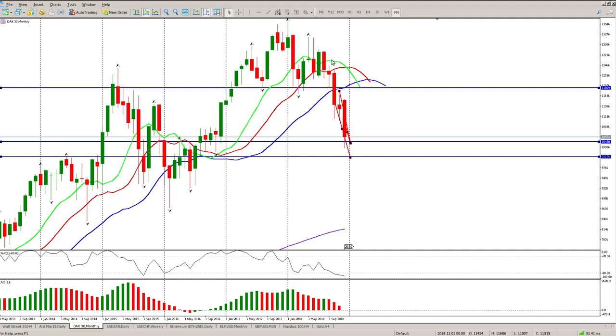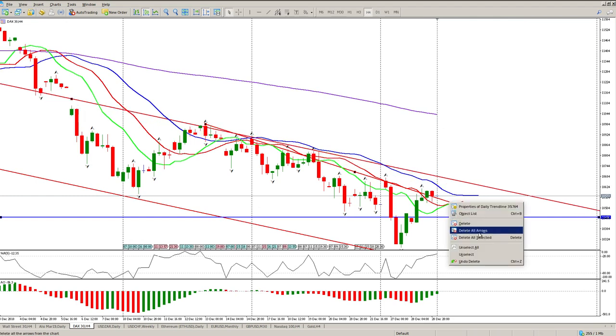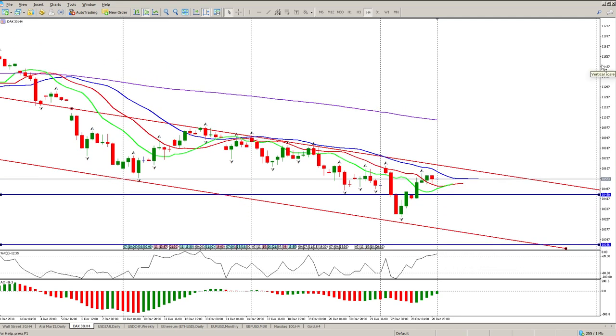Looking at the monthly, you can see it's pretty much a big break of the alligator, and the alligator has started to cross over. Okay, so let's just get to the 4 hour at the moment. So what I could ultimately do is delete that. There's my channel at the moment. So we are inside the alligator.